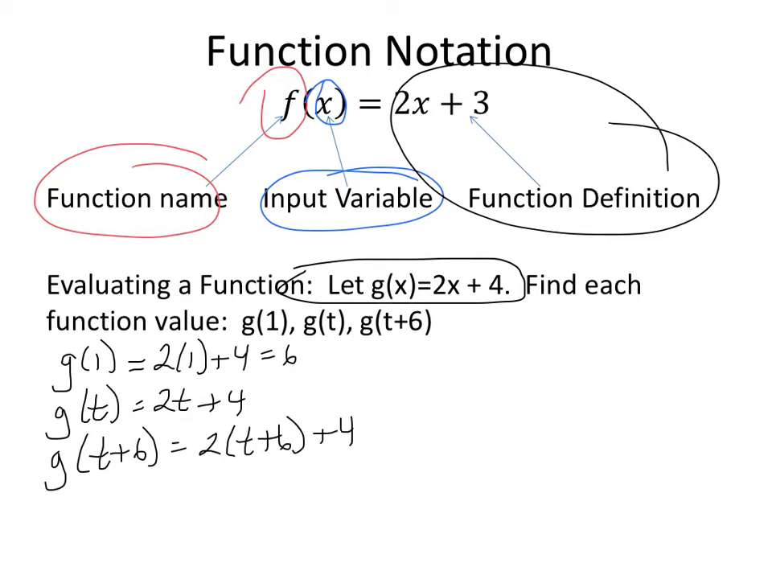And that would require a little simplification, because that's really 2t plus 12 plus 4, which simplifies to 2t plus 16. Okay? So it's okay if what's in place of our x is actually an expression, and we're going to use that later on in the course, in the lesson today.